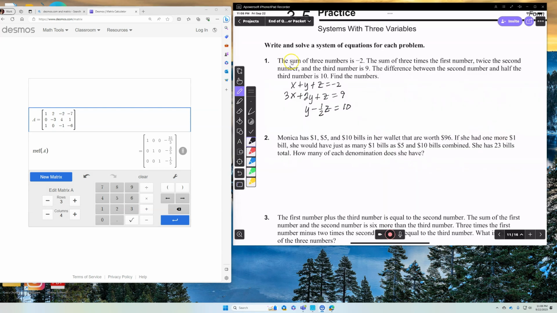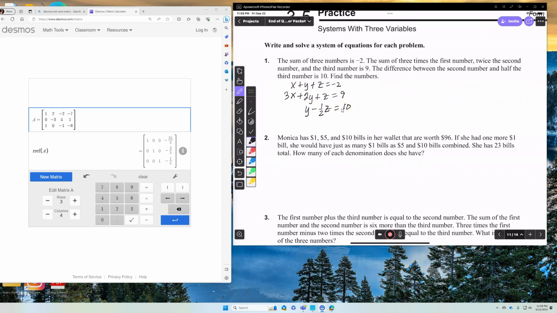Okay. The sum of 3 numbers is -2. So X plus Y plus Z equals -2. The sum of 3 times the first number, so it's 3x, twice the second number, 2y, and the third number, so it's z, is equal to 9. The difference between the second, which is y, minus half the third, 1/2 z, is 10.